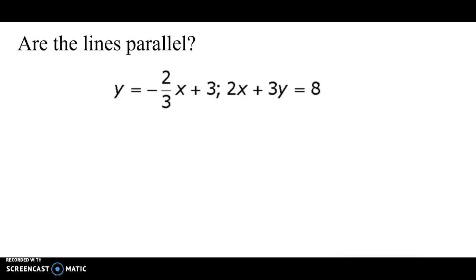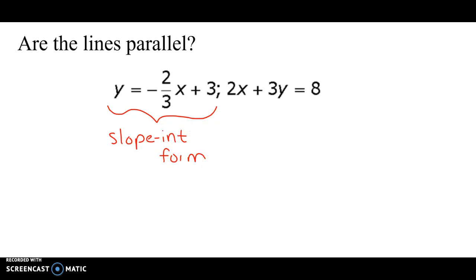So both of those things have to occur in order for two lines to be parallel. Copy down these two. So it's asking us, are the lines parallel? So we have y equals -2/3 x plus 3. And then we have another line. It's 2x plus 3y equals 8. So what do we call this form? I just said it a second ago. Yeah, this is called slope-intercept form.